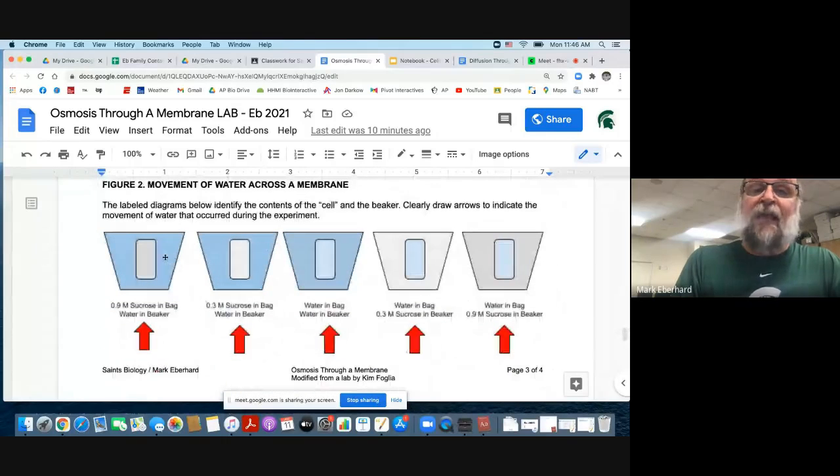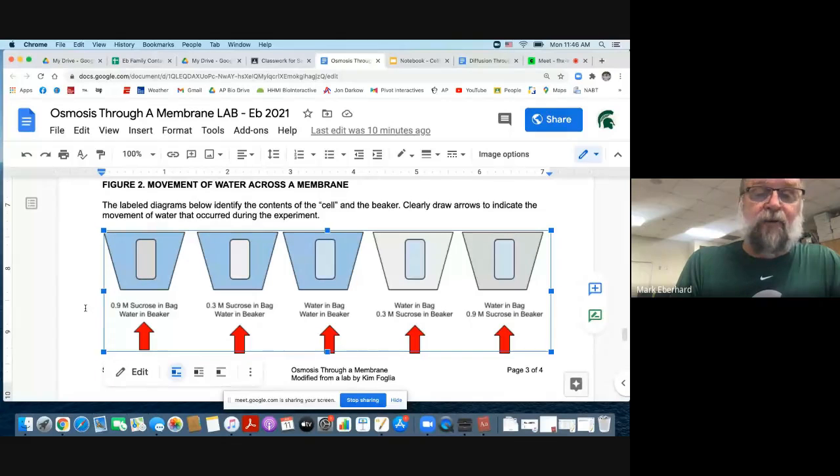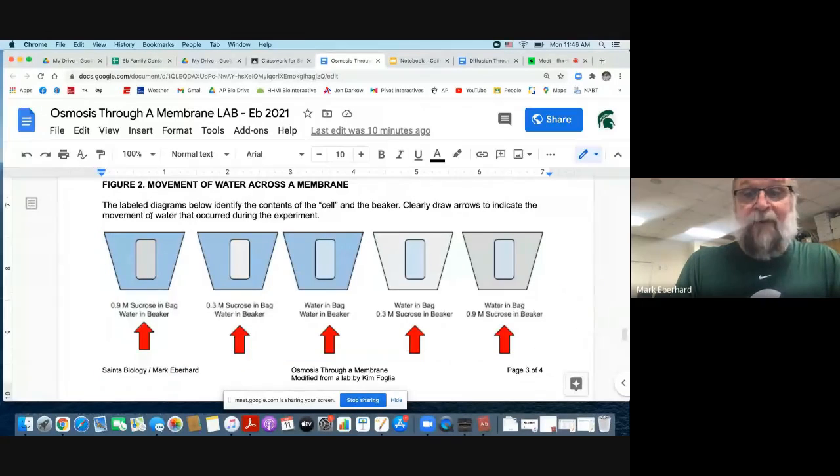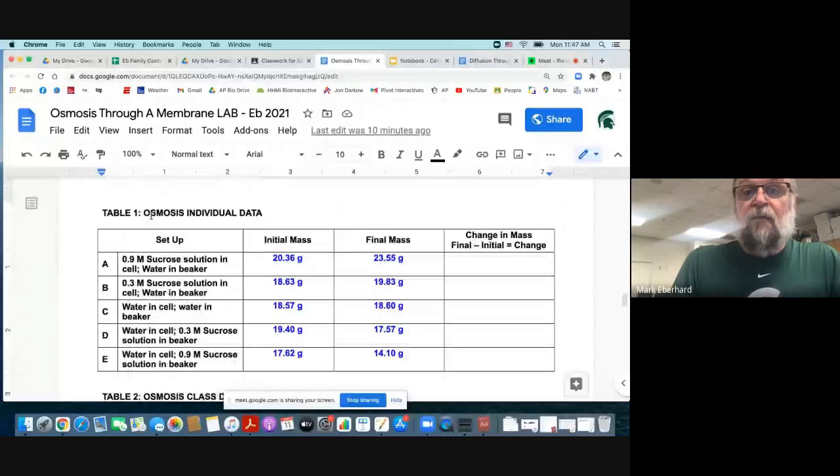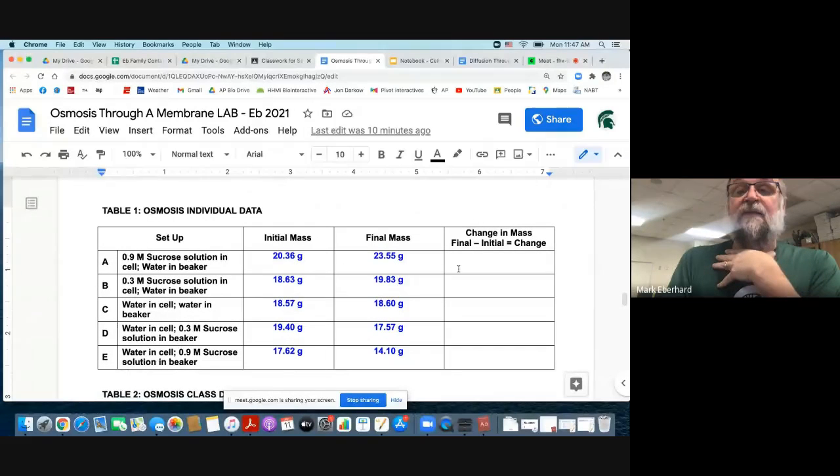Here is the same picture. This is after you've got your results. After you've got your results, you'll go in and put the arrows, and they may or may not match what your predictions were. So let's talk about the calculation. I want to make a comparison. I can look at this and I can see A, there was an increase, 20 to 23. B, there was an increase from 18 to 19. C remained relatively the same. D dropped from 19 to 17, and E dropped from 17 to 14.